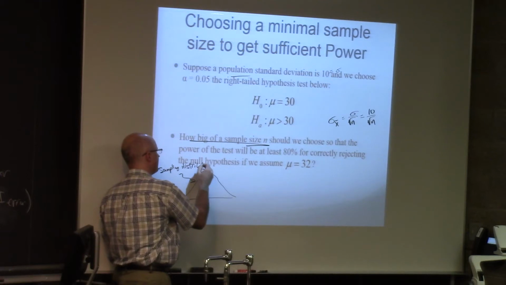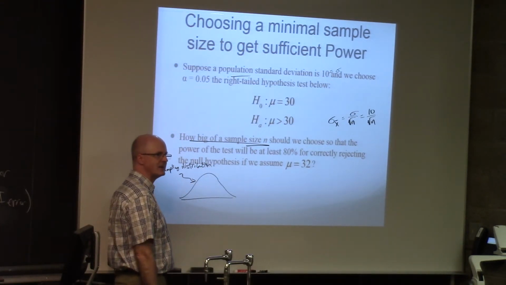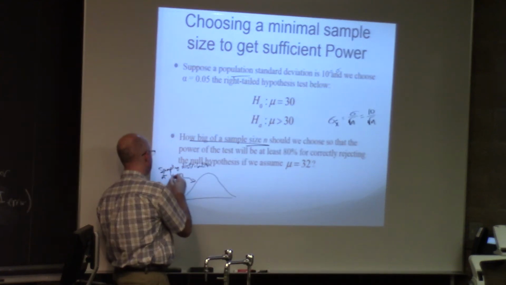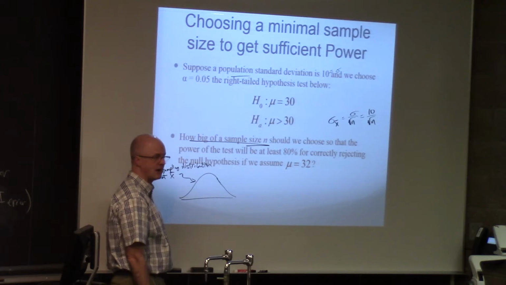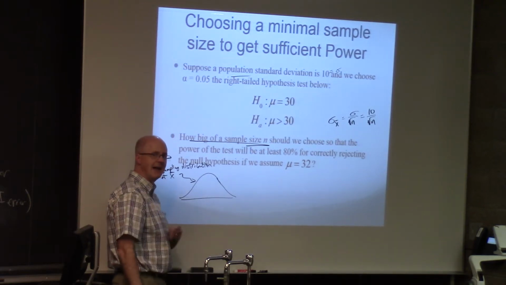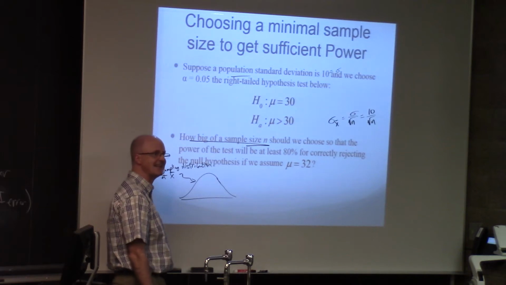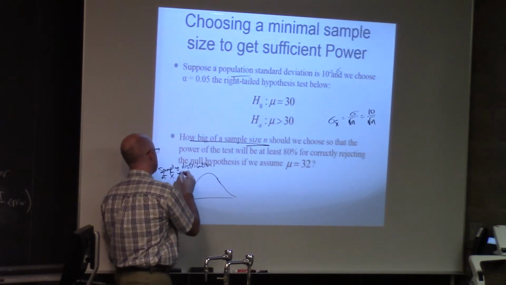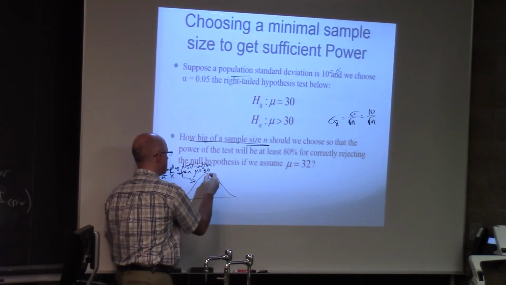Sampling distribution. Remember I said way back when that idea is never going away. Sampling distribution of x bar. It's a normal curve by the central limit theorem when n is large enough that models how the values of x bar change from sample to sample for a fixed sample size n. When mu is 30, when the null is true.